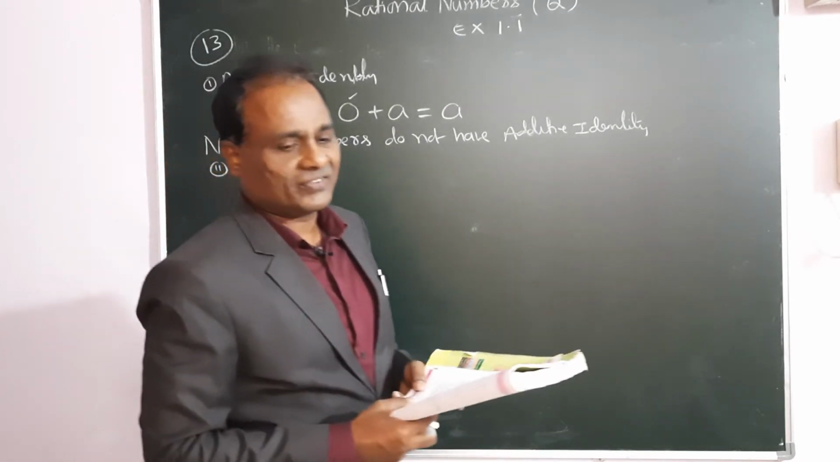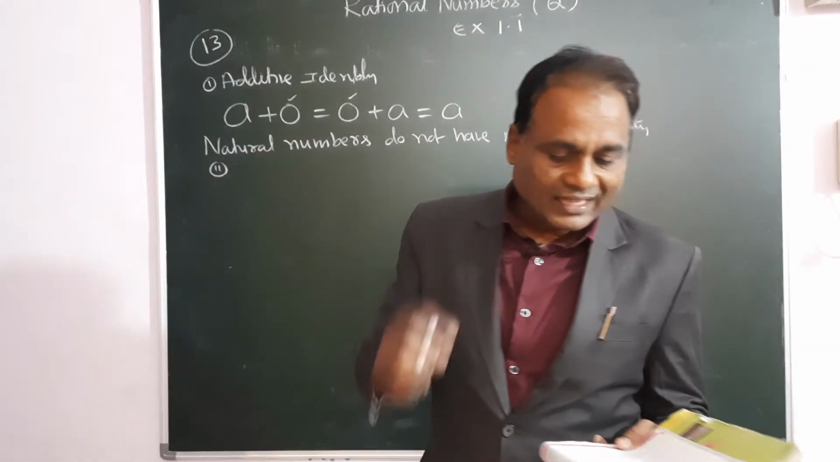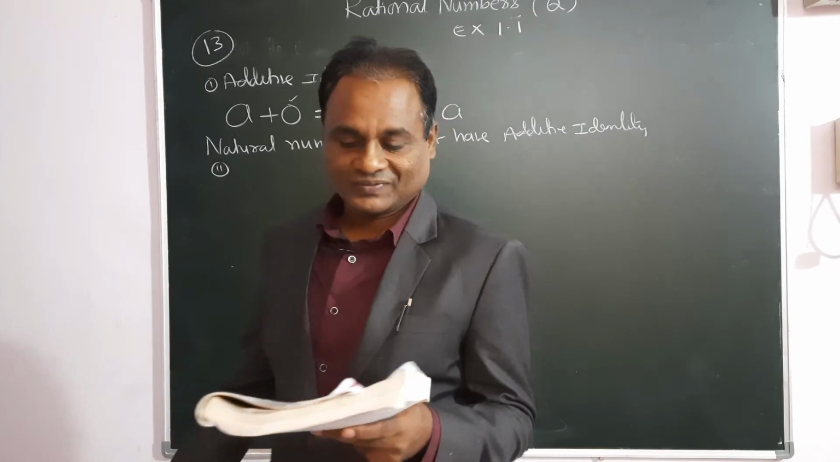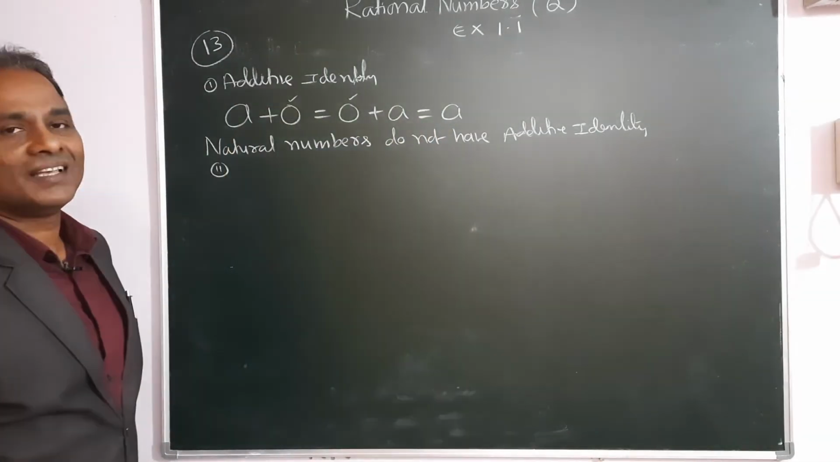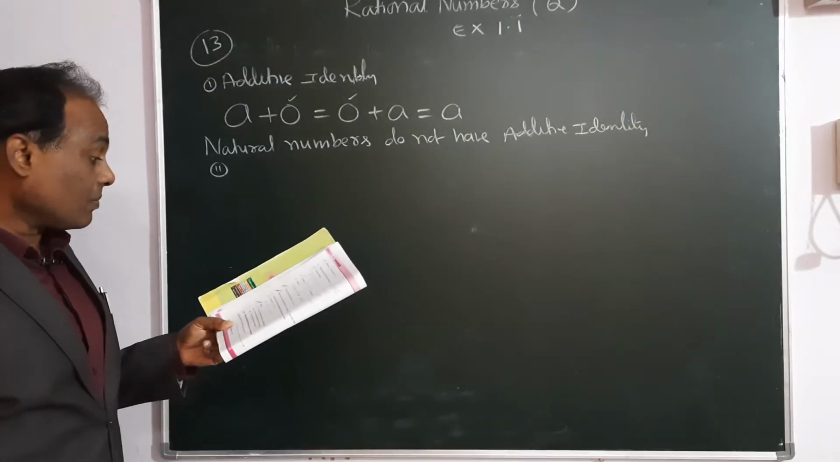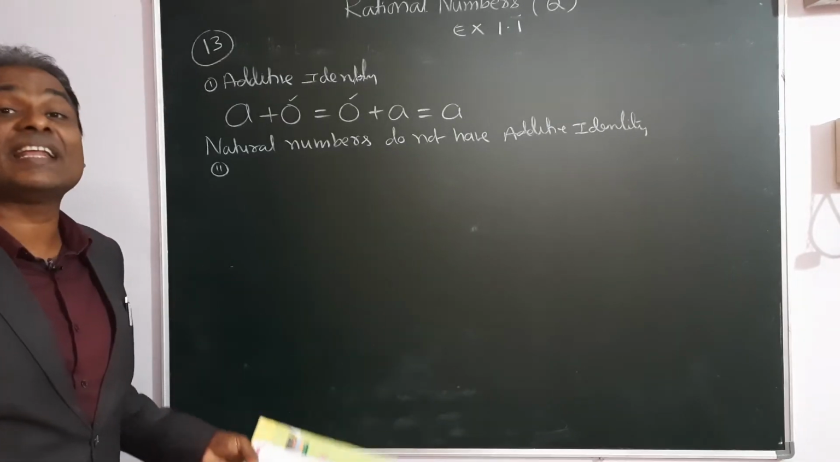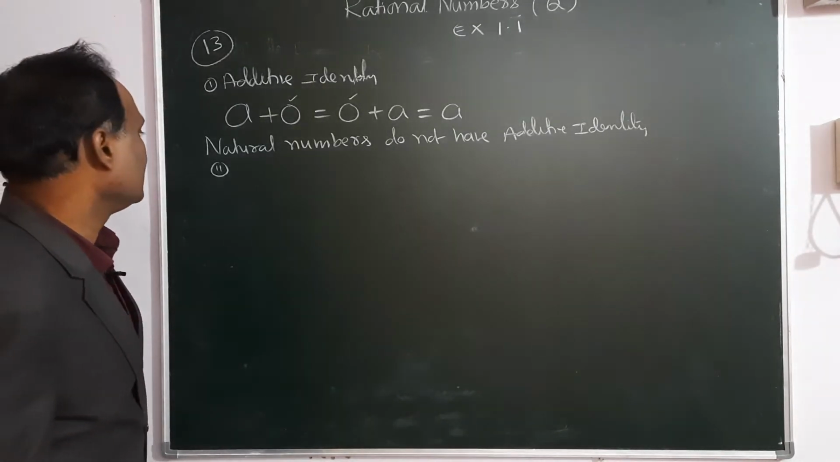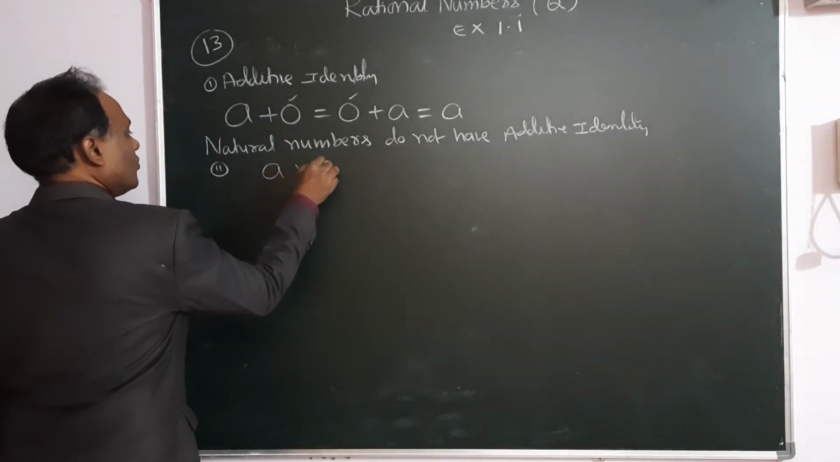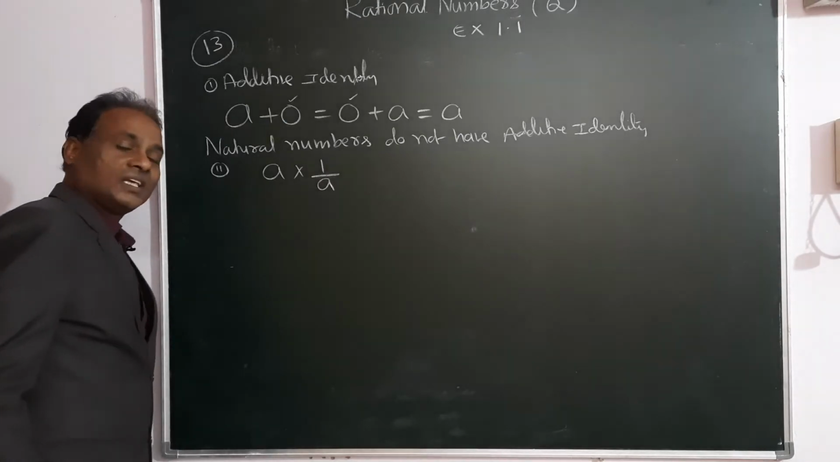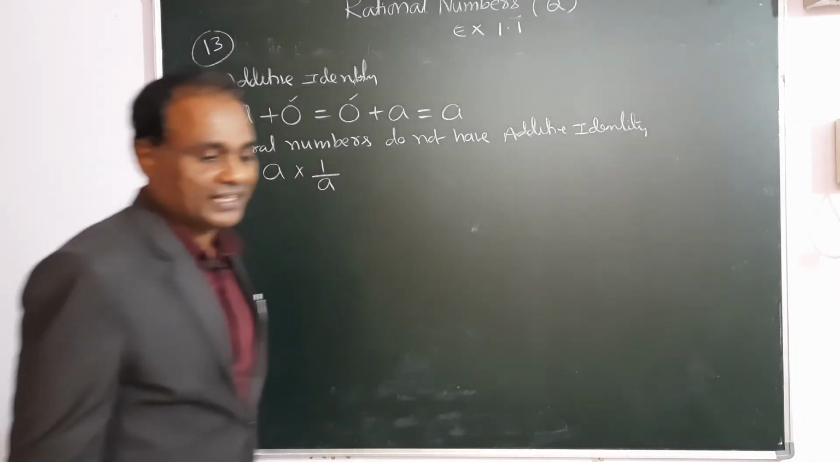Second question is, the rational numbers that do not have any reciprocal. The rational numbers that do not have any reciprocal. What is the reciprocal of A? 1 by A. Reciprocal of A is 1 by A.